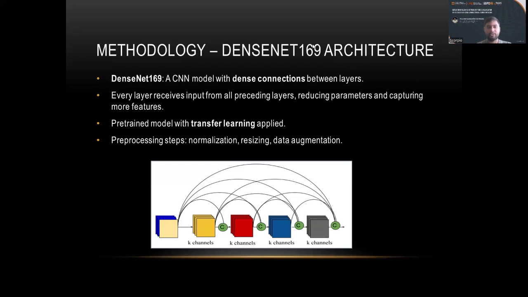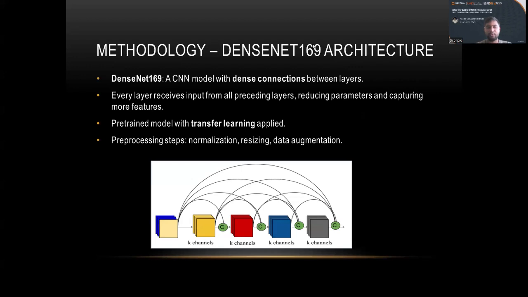Now, one of the most critical aspects of our approach was leveraging transfer learning. Instead of training DenseNet 169 from scratch, we utilized a pre-trained version of DenseNet 169, which had already been trained on the ImageNet dataset. ImageNet is a massive dataset that contains millions of labeled images across a wide range of categories, and the features learned from the dataset provide a solid foundation for further learning.